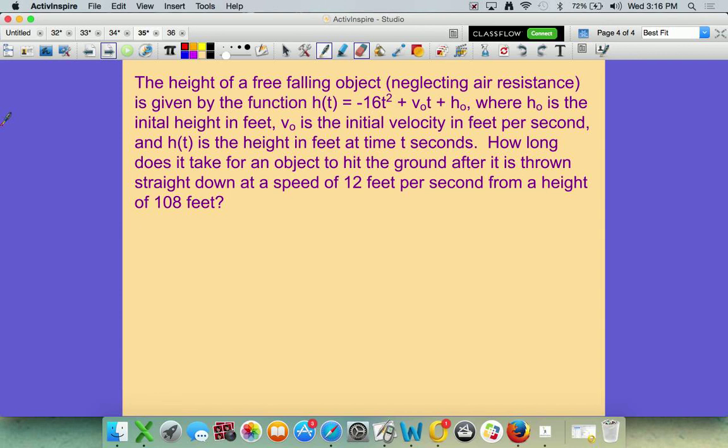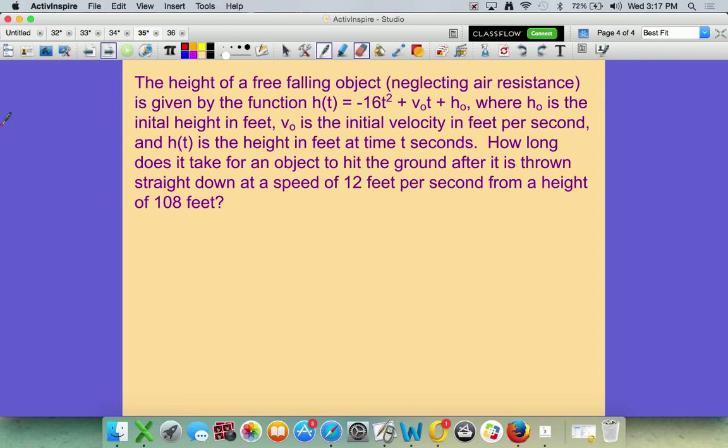Last one, a height. The height of a free-falling object is given by the function h of t equals negative 16t squared plus v sub o times t plus h sub o, where h sub o is the initial height, v sub o is the initial velocity, and h of t is the height in feet at time t seconds. How long does it take for an object to hit the ground after it is thrown straight down at a speed of 12 feet per second from a height of 108 feet?